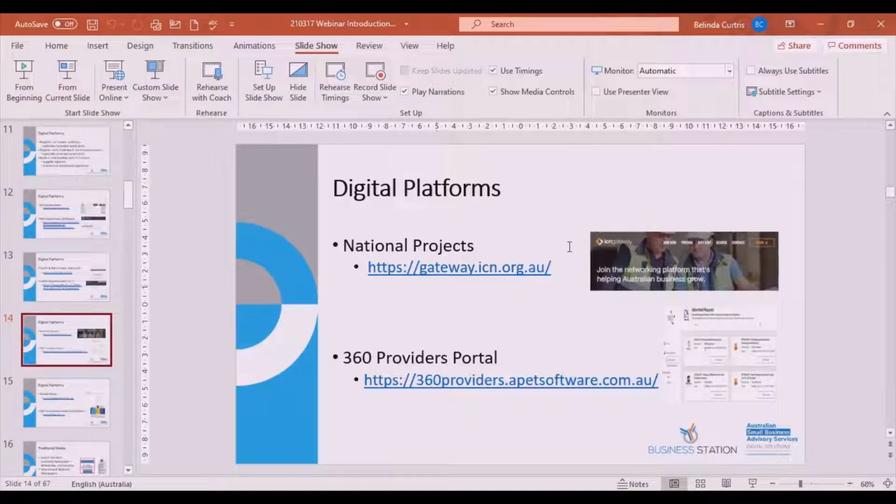So, private tenders, national projects: gateway.icn.org. You can look at registering your details for all sorts of tenders, predominantly in mining and construction type projects. 360 Providers Portal, that's a national platform. I've got no association with these, but these are private industry portals that some organisations use. I know local governments in WA use this as well. Some use TenderLink and some have their own platform, so register for that.